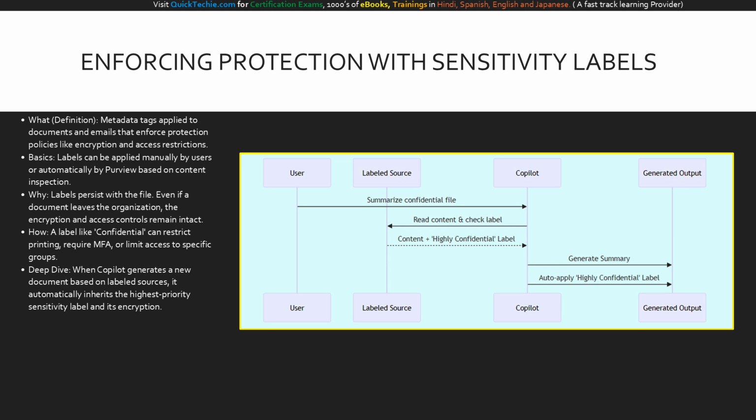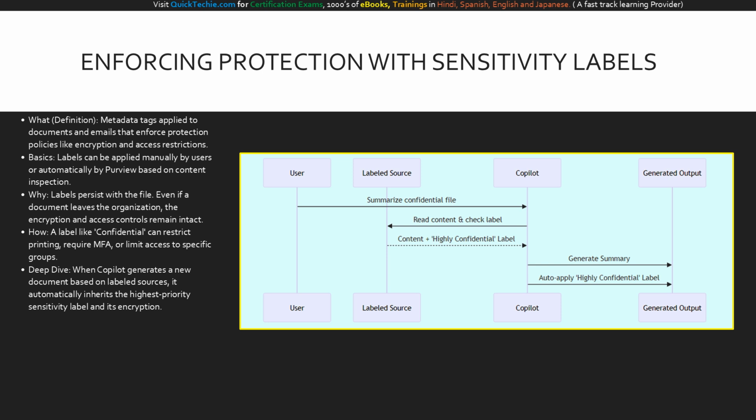What's brilliant is how this interacts with Copilot. If a user asks Copilot to summarize 3 documents, and one of them is labeled highly confidential, Copilot respects that label. If Copilot generates a brand new Word document from that summary, it automatically inherits that highly confidential label and all its encryption settings. AI doesn't break our security, it carries it forward.